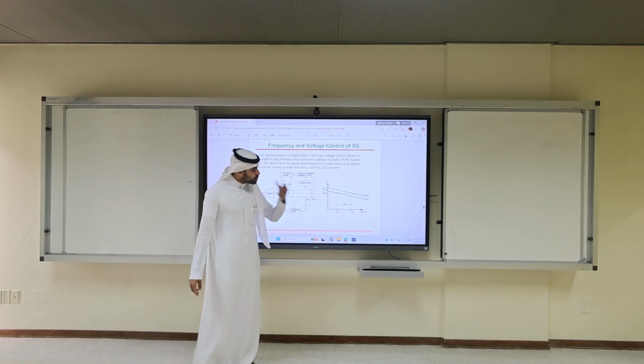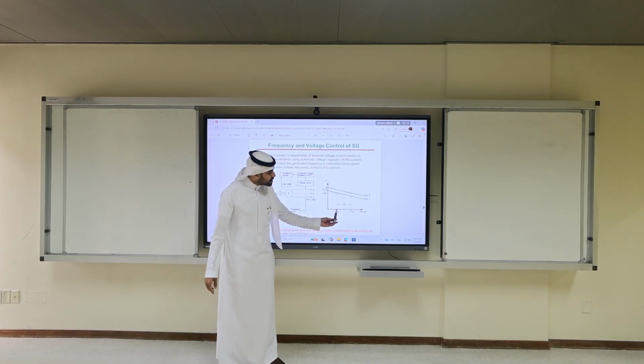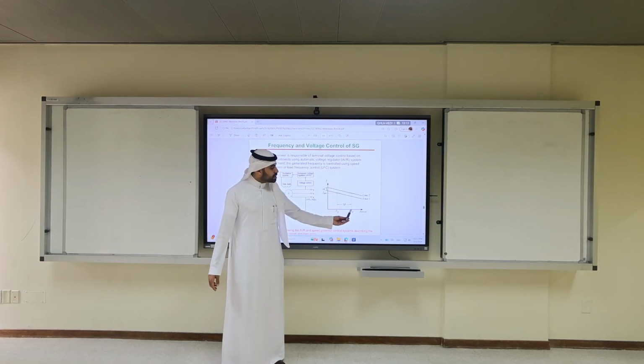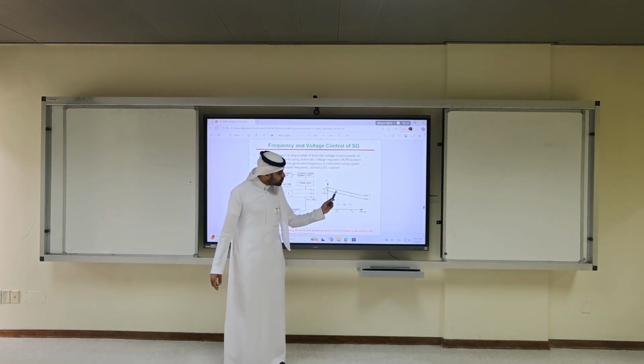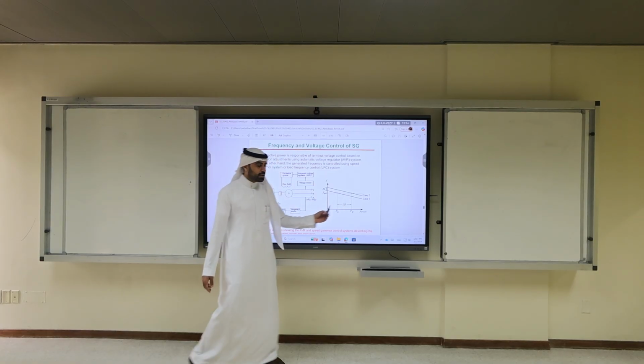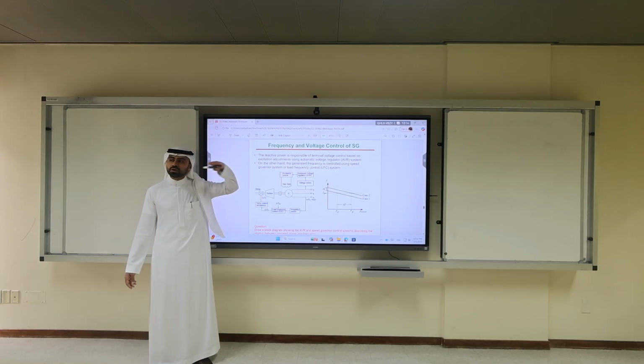Also, last time we talked about how, if you increase the generator power, you tend to have a drop in the frequency. For the same curve, for case 1, for example, if you increase the generated power, your frequency should drop by an amount called delta F. Thus, you need to compensate for it by adding this delta P control signal to maintain the frequency constant.